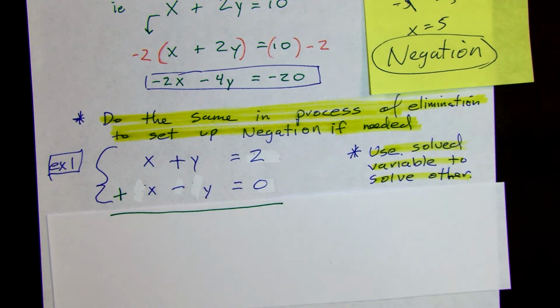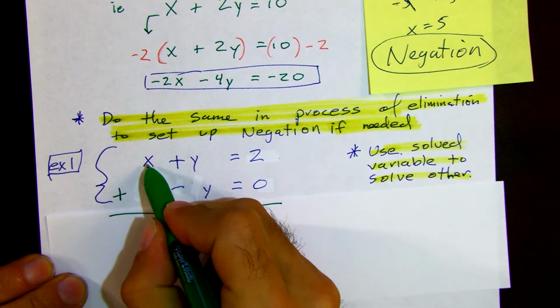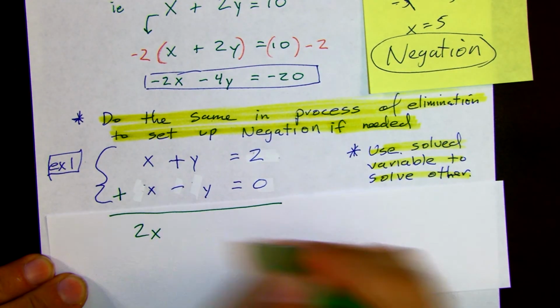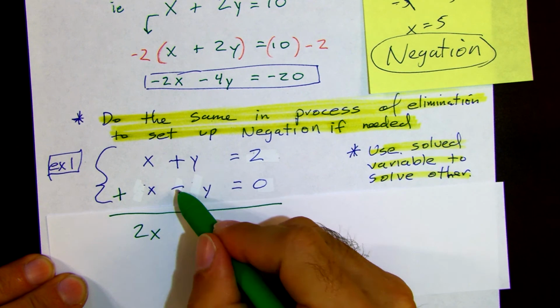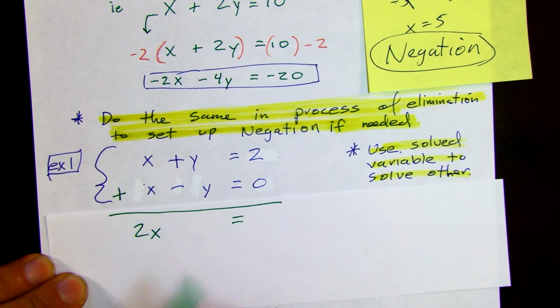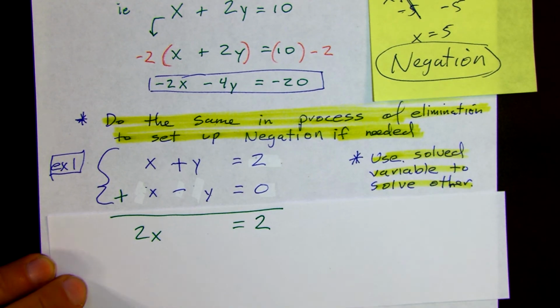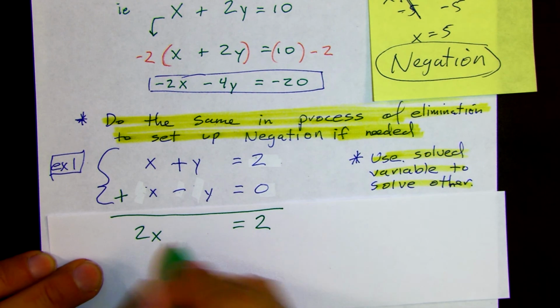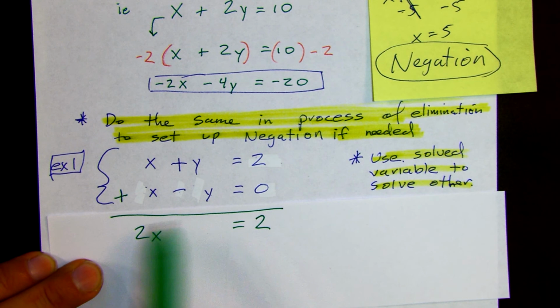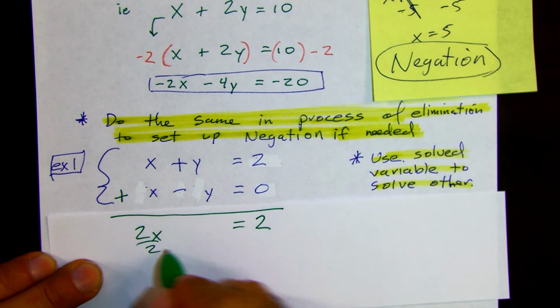All right, so when we combine and add these two equations together, look what happens. x plus x is 2x. Positive y minus y is 0. Those cancel out. Over here, 2 plus 0 is 2. So, last step. Now we can solve this very easily because we've gotten rid of one of the variables. Watch. Divide by 2, divide by 2.